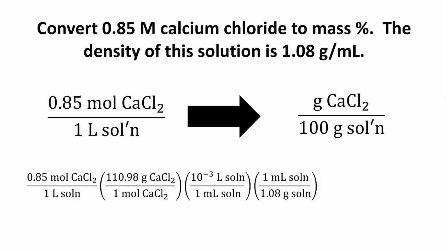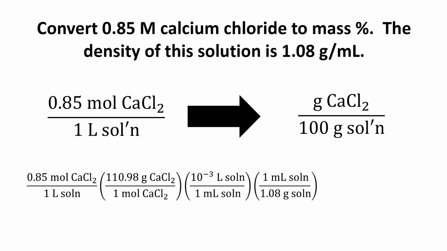All right. Here's what it looks like all done in one linear dimensional analysis problem. That first parentheses is the conversion factor for our numerator. It's changing the moles of calcium chloride into grams of calcium chloride using the molar mass of calcium chloride. We had to go and figure that out from the periodic table.